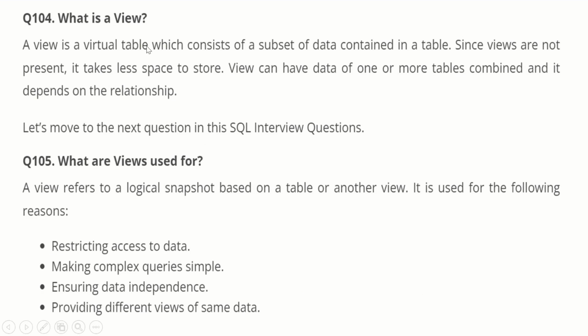So what is a view? A view is a virtual table which consists of a subset of data contained in a table. Since views are not physically present, they take less space to store. A view can have data of one or more tables combined, depending on the relationship. Then the next question is, what is the use of views? A view refers to a logical snapshot based on a table or another view. It is used for the following reasons: restricting access to data, making complex queries simple, ensuring data independence, and providing different views of the same data for security.